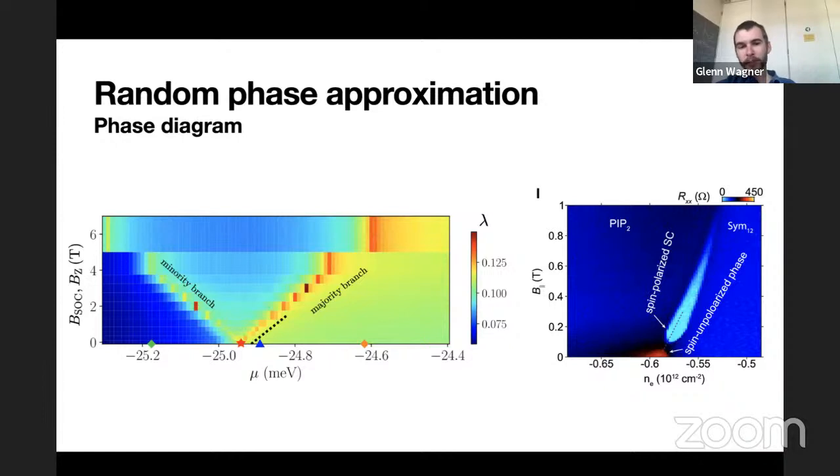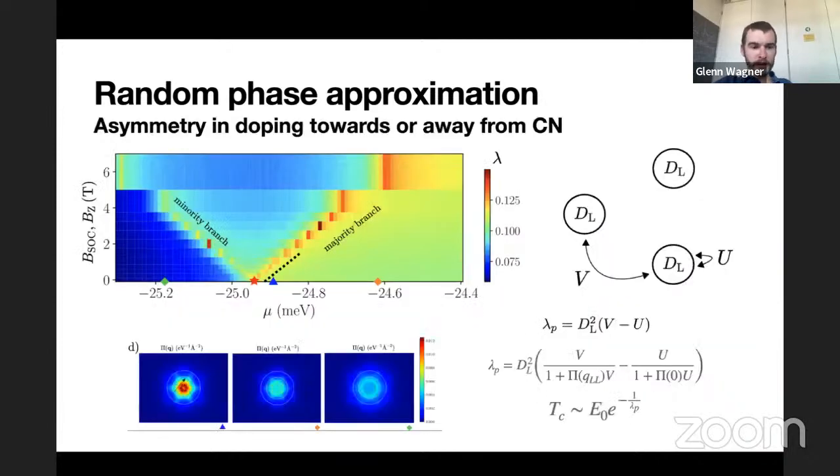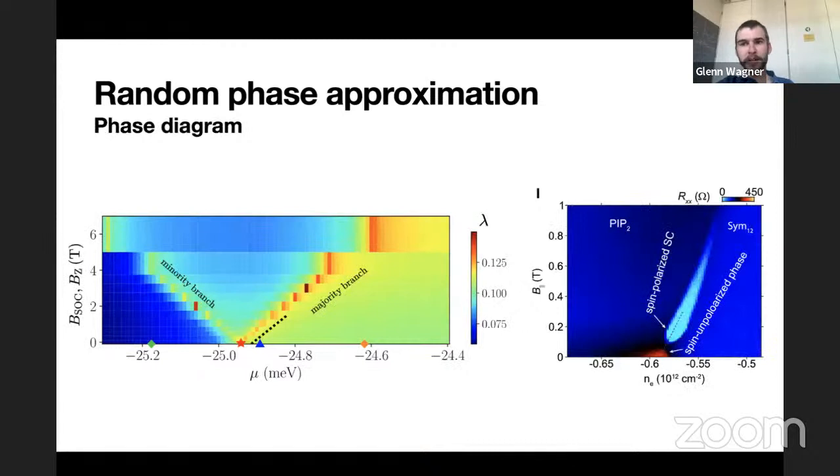The reason the superconductivity is stronger on this majority branch than on this minority branch is because of the properties of this polarization function. In this figure here, you see the polarization function for these different values of the doping, and you see that doping towards charge neutrality, the polarization function is more sharply peaked at 0, so this overscreening effect is larger. So we can understand this asymmetry in doping towards or away from charge neutrality as a consequence, essentially, of the properties of the polarization function, and indirectly, therefore, the properties of the band structure.